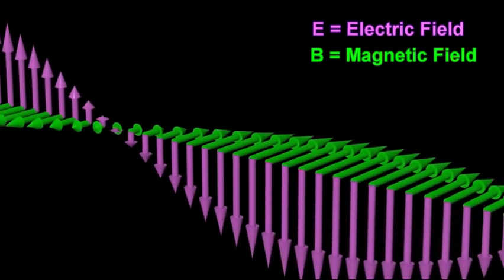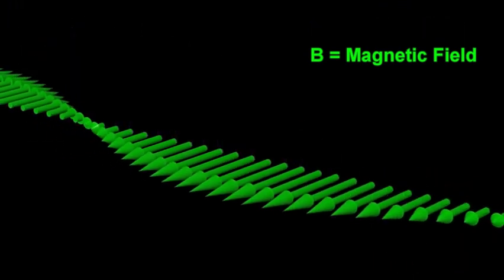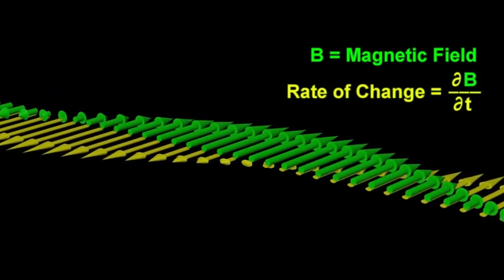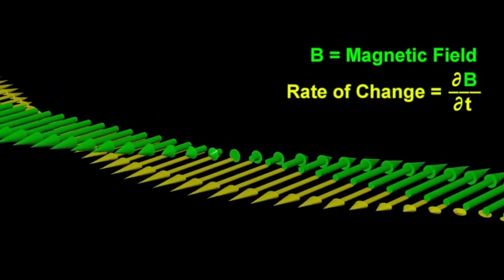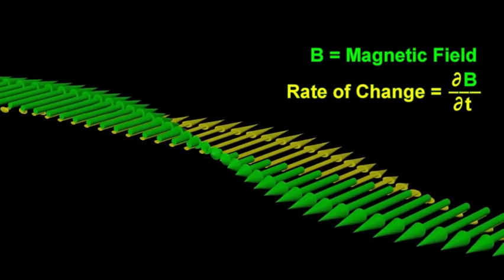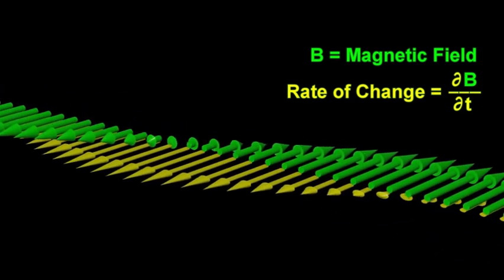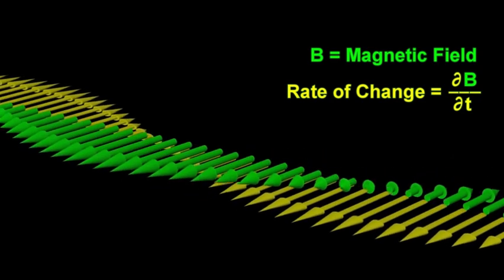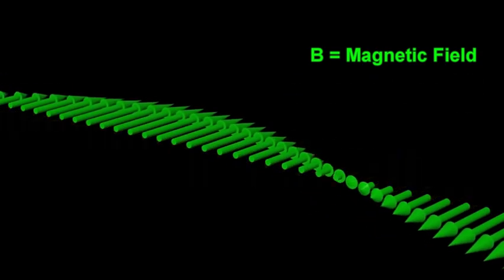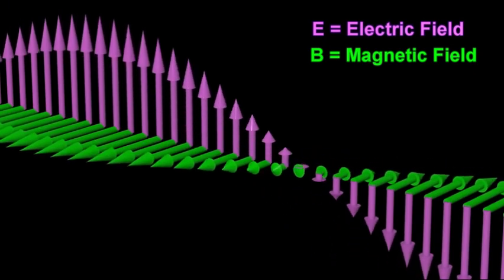Similarly, Maxwell's equations state that it's the rate of change of the magnetic field that induces the electric field. And the rate of change of the magnetic field is at a maximum when the magnetic field is zero. So, why are the electric and magnetic fields not out of phase?